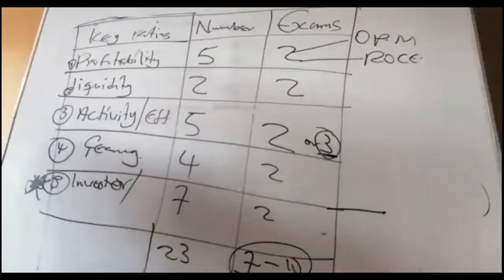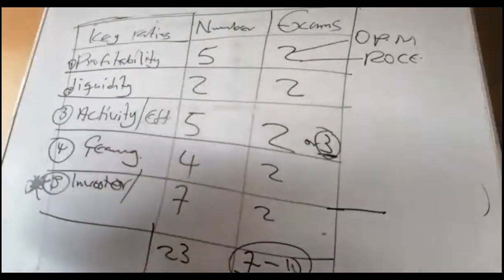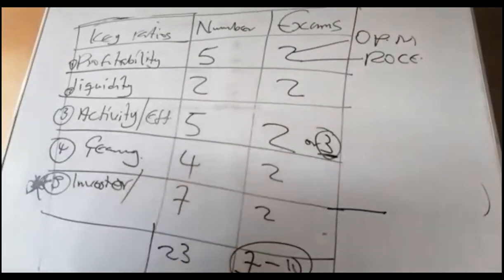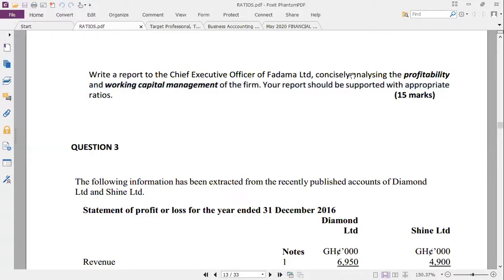But the issue is this. Before you go and sit for the exam, make sure that for these 23 ratios, you know the formula is correct, how to calculate them, because you may be restricted. And I've walked you through several sections and several restrictions. For instance, this. Here you are doing only profitability and working capital management.